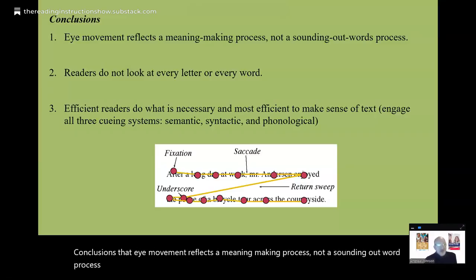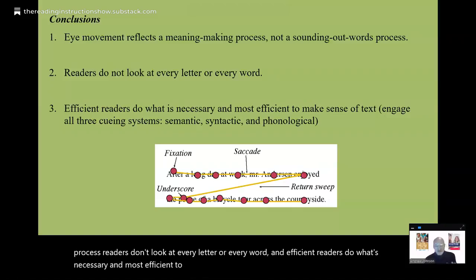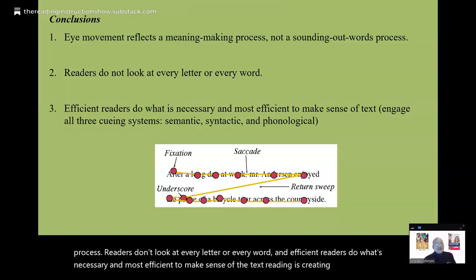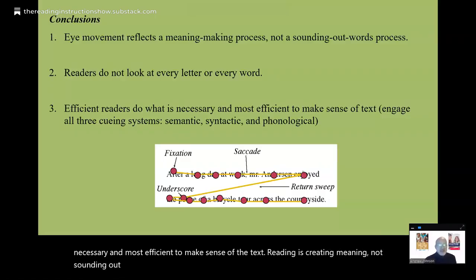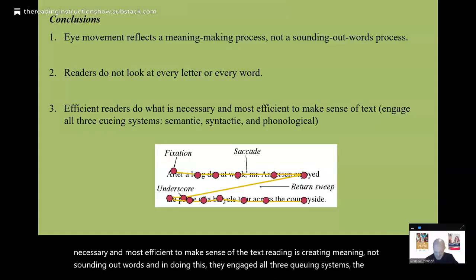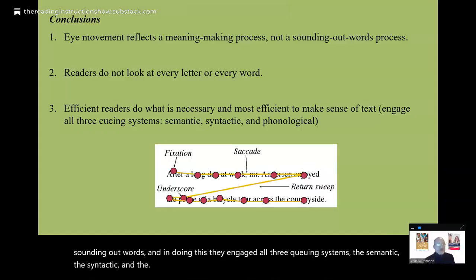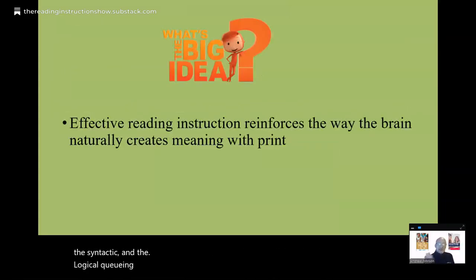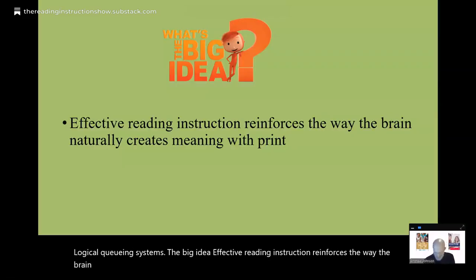Readers don't look at every letter or every word, and efficient readers do what's necessary and most efficient to make sense of the text. Reading is creating meaning, not sounding out words. And in doing this, they engage all 3 cueing systems: the semantic, the syntactic, and the phonological. The big idea: effective reading instruction reinforces the way the brain naturally creates meaning with print.